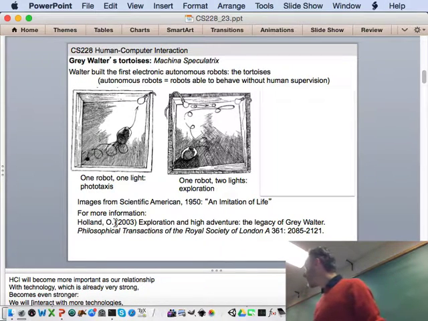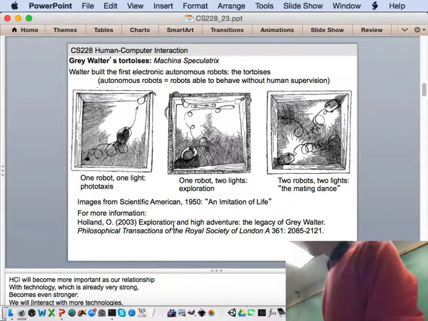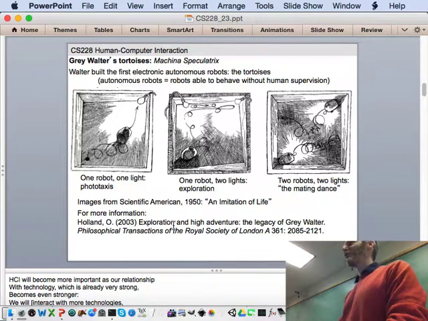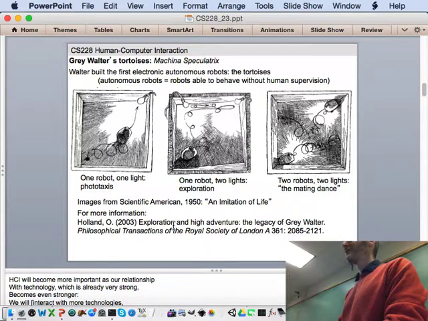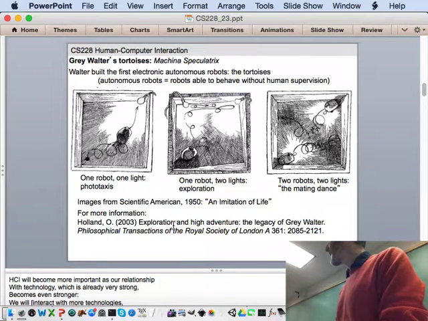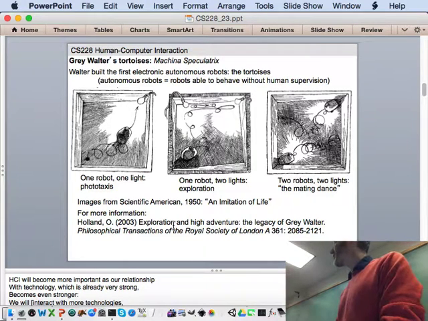Owen Holland down here was the one that made the replica, and he wrote an interesting article about this. It's got a lot to do with the history of robotics. If you're interested in that, it's an interesting read. In this 1950 article was the following drawing, in which now you have the first, not just the first robot, but the first robot swarm, Elmer and Elsie, performing the mating dance. And you can see a little bit of that in the video.